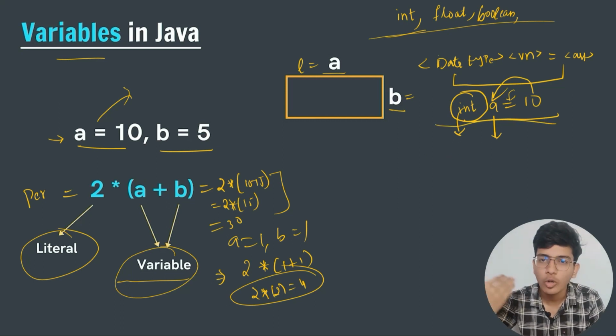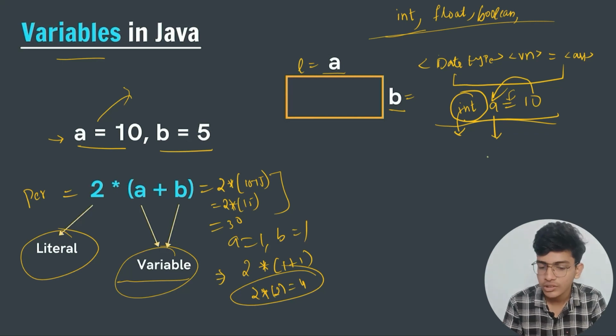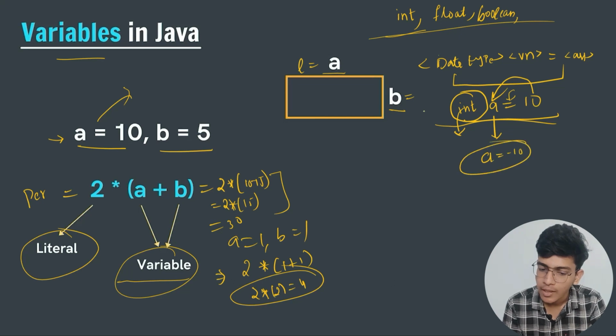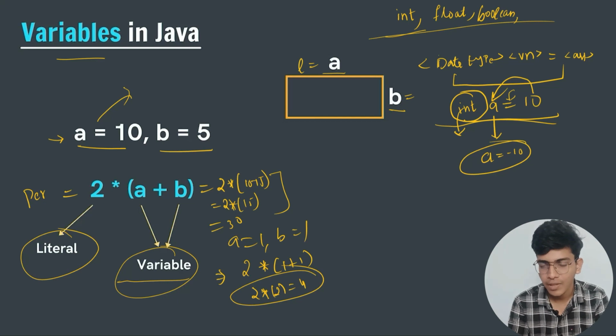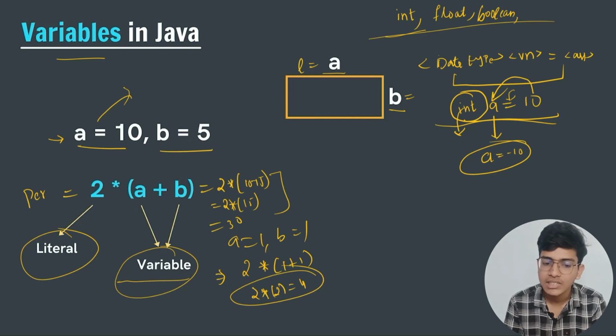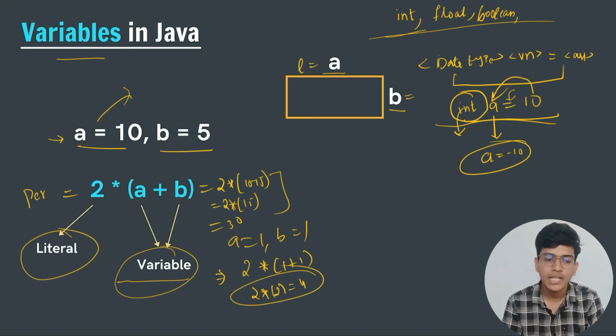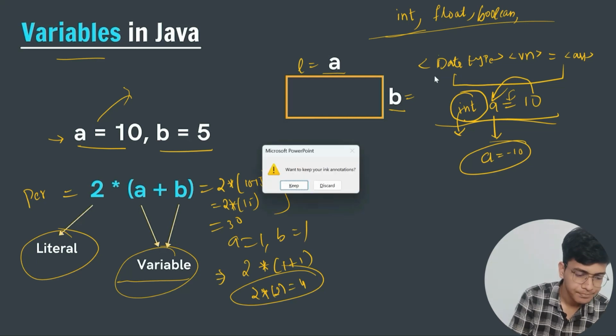Now if I want to make the value of a as minus 10, then I will simply write a is equals to minus 10. That's all. So assignment can take place n times, whereas declaration of a particular variable will take place only once, right? I will show you how we can declare different data types in our VS Code.